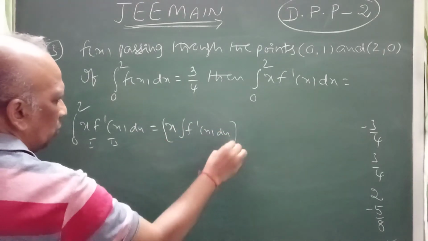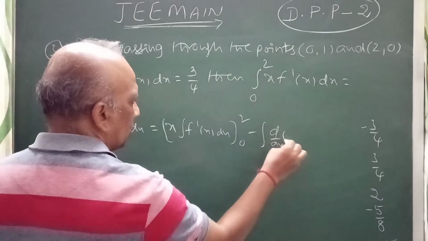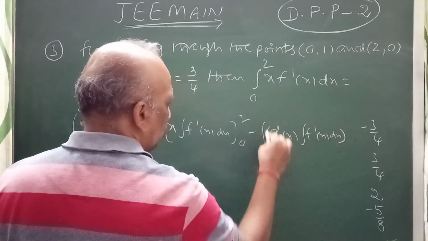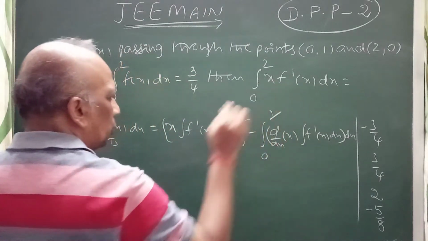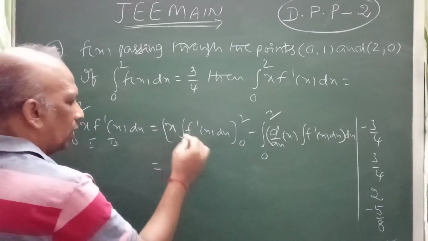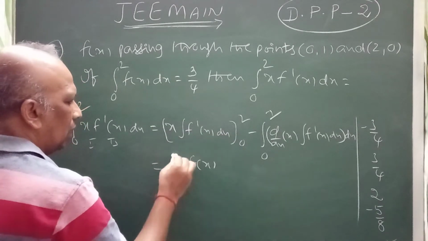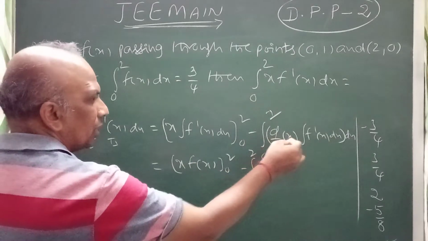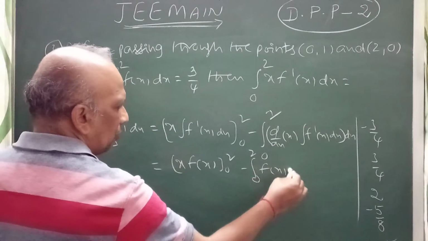I can write the limits 0 to 2. Then minus the integral of the derivative of the first function, d by dx of x, into the integral of the second function. Applying the limit, inside we get x into f of x from 0 to 2. Derivative of x is 1, and the integral of f dash of x gets cancelled, so you will get the integral of f of x dx.